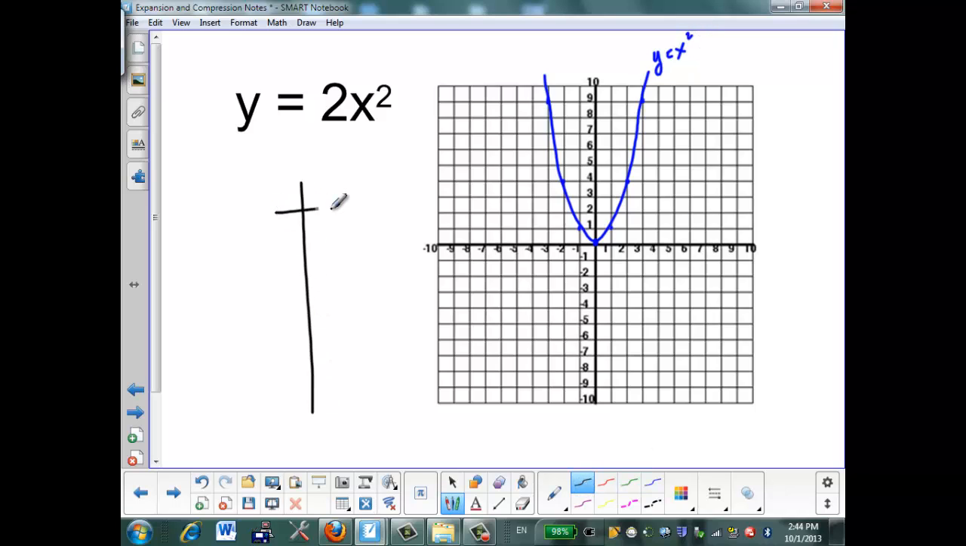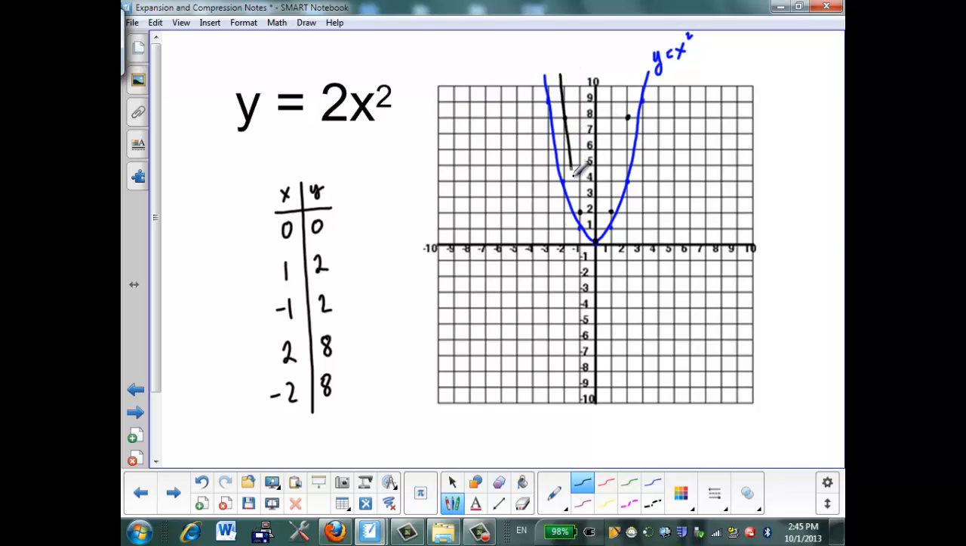Now for this first function only, I'm going to do a table of values. If x is 0, y is also going to be 0. If x is 1, 1 squared times 2 is going to be 2. Same thing for negative 1. If x is 2, 2 squared times 2 is going to be 8. Same thing for negative 2. So our new function, if we graph it, is going to be (0, 0), (1, 2), and (2, 8). Same thing going in the negative direction.